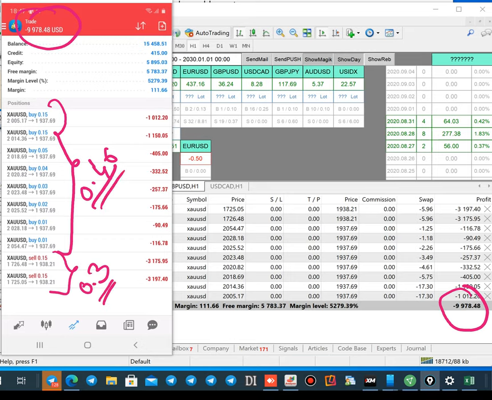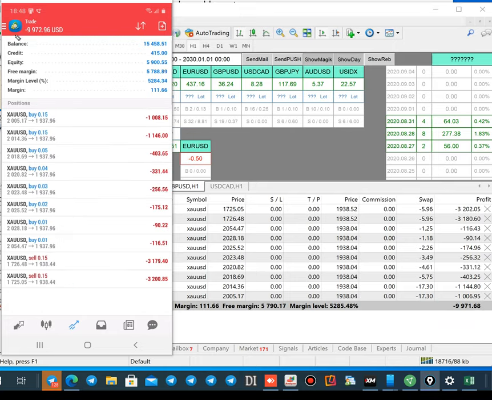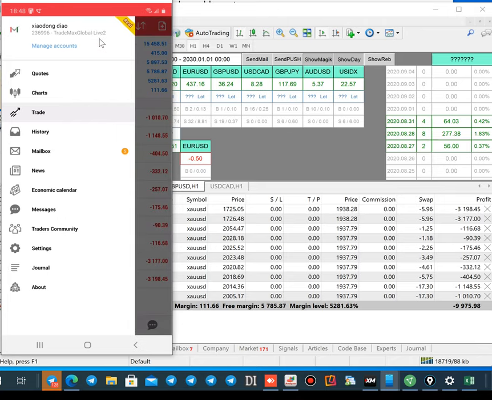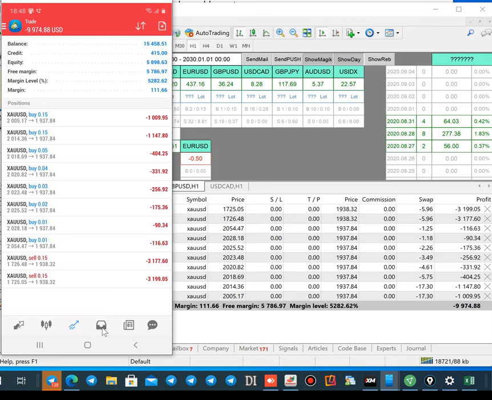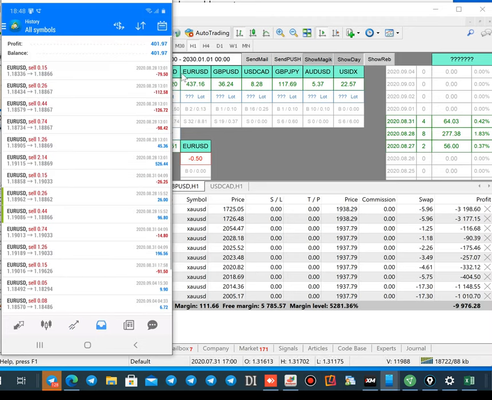So we'll discuss how we can reduce the losses with minimum risk if he follows our levels, and how he can generate a profit in an efficient way. As you can see, this is the Trade Max Global live account. We already started trading in his account and have already made a profit of 400 euros.